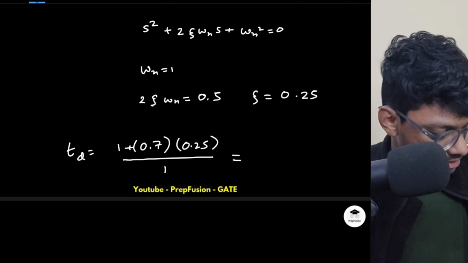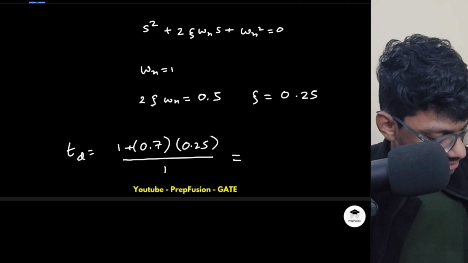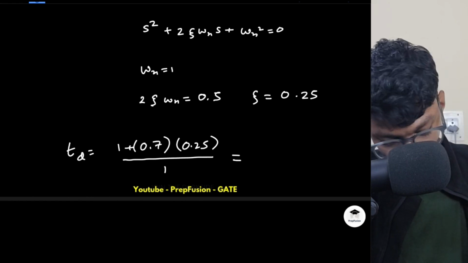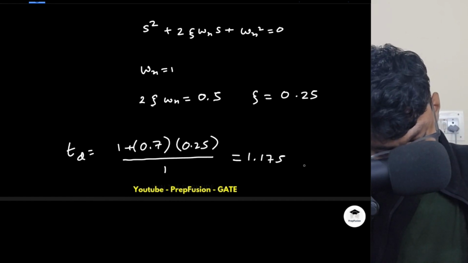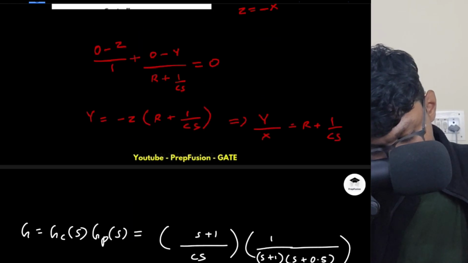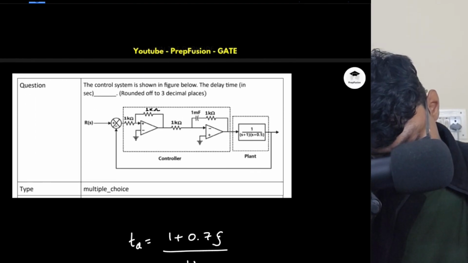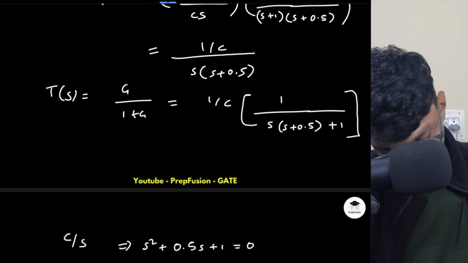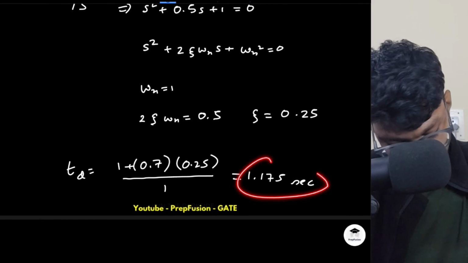So this value will come out to be 0.7 into 0.25 plus 1, so it is 1.175 seconds. So this will be your answer because they have asked in seconds. What is that delay time? Delay time will be 1.175. This will be your answer to the question.